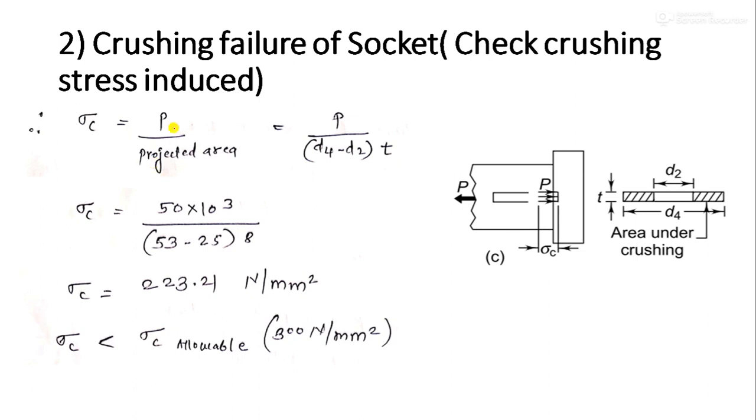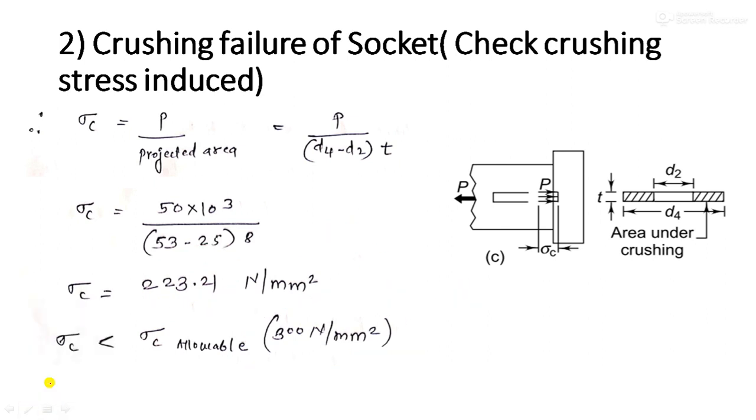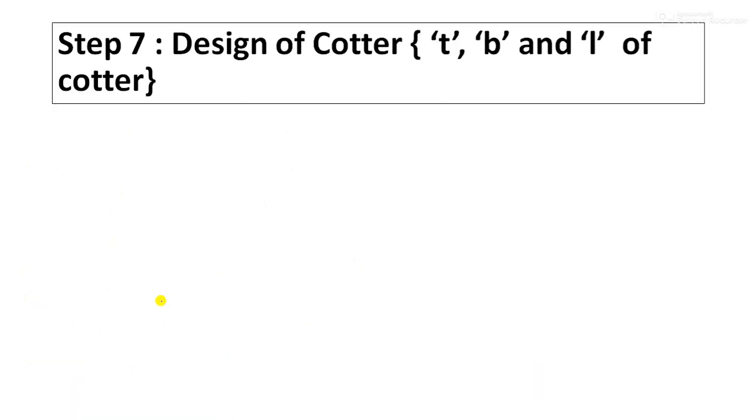So sigma C is equal to P upon projected area, P upon D4 minus D2 into T. So I am getting 2 to 3.21, but what is our allowable crushing stress? 300. So the induced crushing stress is less than the allowable one. This is the induced, or you can also call it the actual, and this is allowable. So crushing failure of socket, the design is safe.